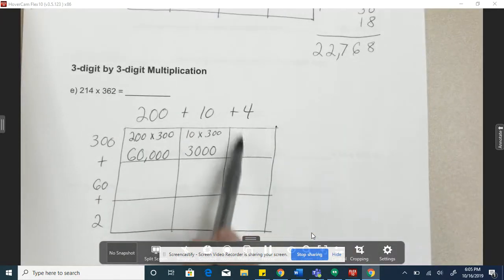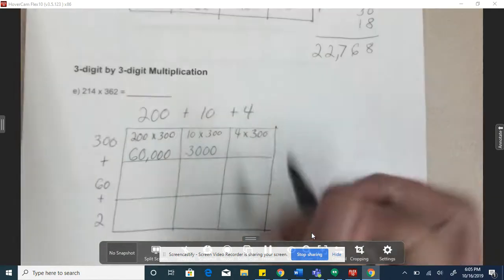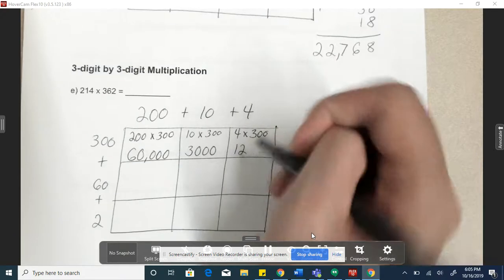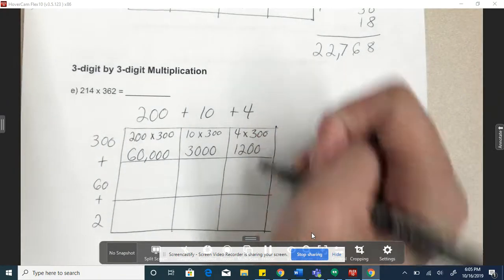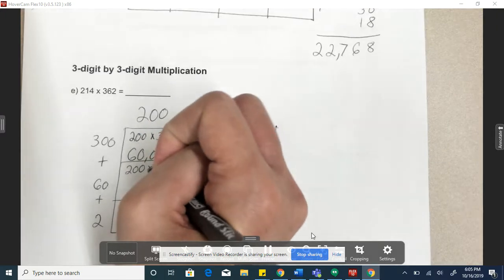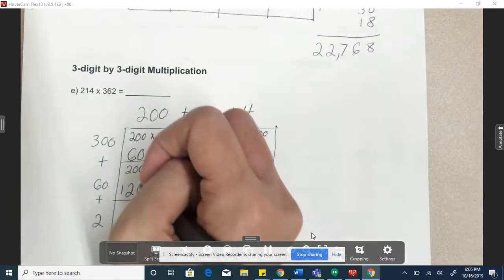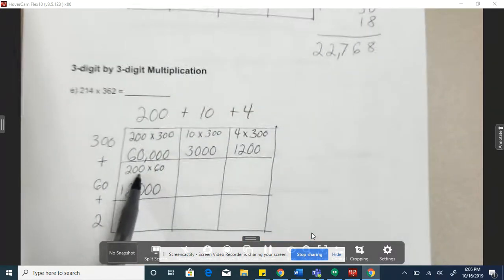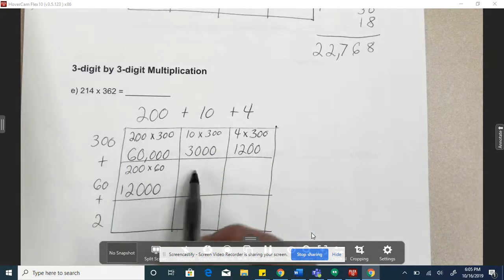Okay, 4 times 300. I see that 4 times 3 is 12. Ones place times hundreds place is hundreds, so it's going to be 1,200. So 200 times 60. I know that 2 times 6 is 12. Hundreds times tens is thousands, so it's 12,000. Notice 1, 2, 3, 1, 2, 3. Good way to check.